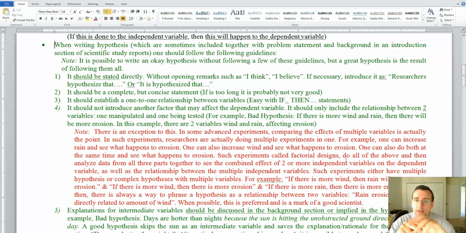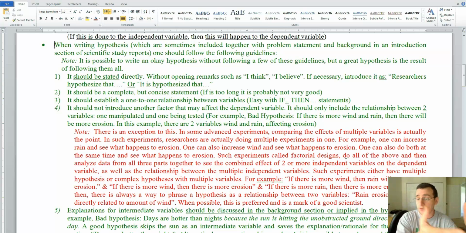So that means it needs to be some sort of if-then statement, or something like the more of this, the less of that, or if you do this, then that happens. You see, it doesn't necessarily have to be an if-then statement. I just like if-then statements because they're easy to set up and to do it right. But you can do some other sort of statement as long as you're establishing a one-to-one relationship between the variables.